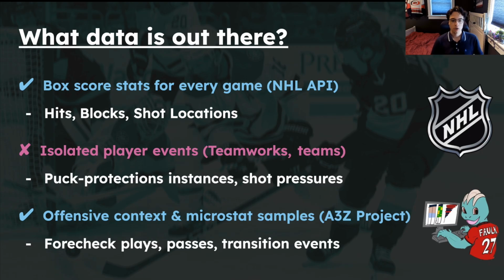What we still have available to us, though, is a smaller but more significant sample that is made decently attainable to the average public analyst or fan through the All Three Zones project. This makes a bunch of different microstats available, including, especially pertinently to us here, forechecking events, passing sequences, and various other plays, for example, the ones in transition.